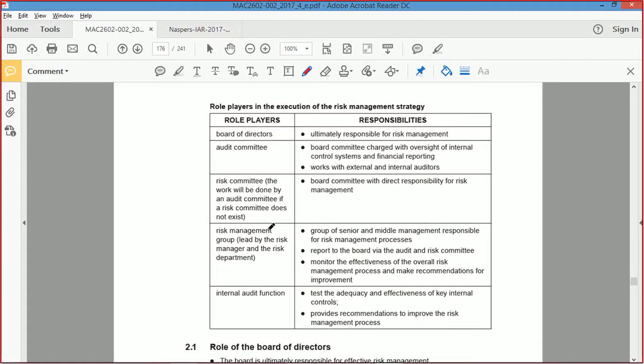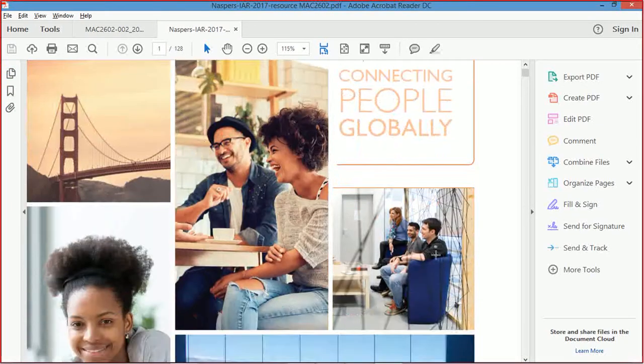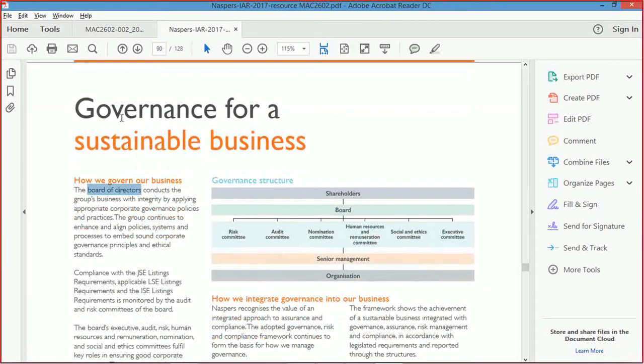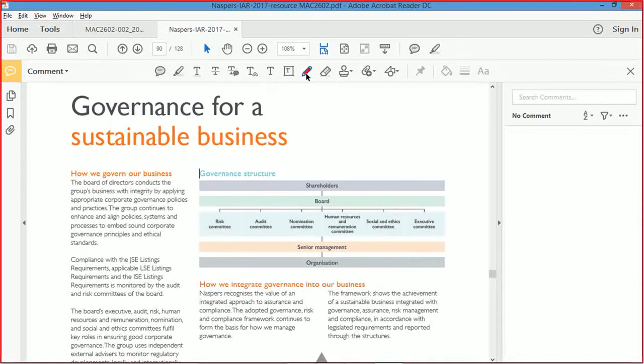Then they talk about the role players. You mentioned it earlier. Are all of the role players in the business responsible for managing risk? Yes, sir. Yes, they are. Here they've given you a big list. They've talked about the board of directors, the audit committee, risk management group, internal audit function. I just want to relate this to something that we've looked at before. We've looked at Naspers, we've discussed them before. I just want to go to one of these pages here. Page 90, governance for a sustainable business.